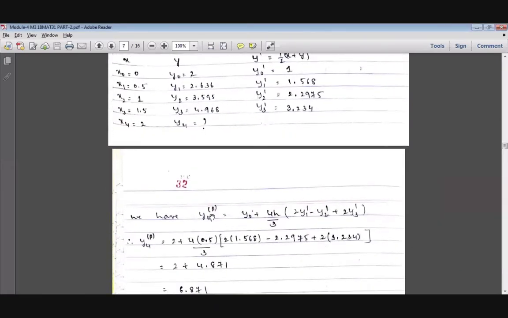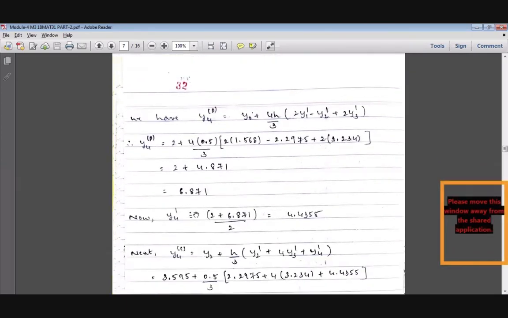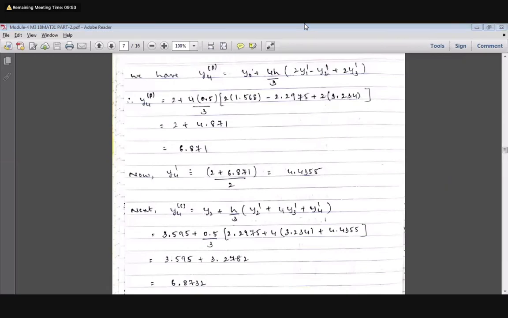Then take the formula y4 of p equal to y0 plus 4h by 3. This is the formula. Substitute all the values that we calculated. You will get this much. Then write the corrector formula. This is the corrector formula. Substitute again all the values.